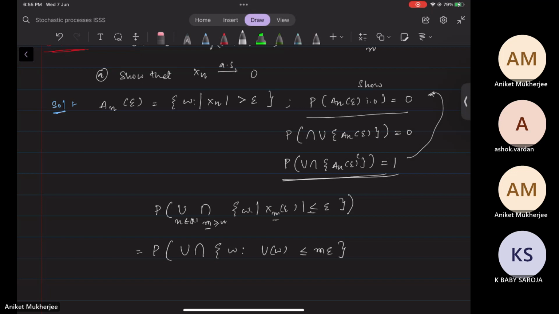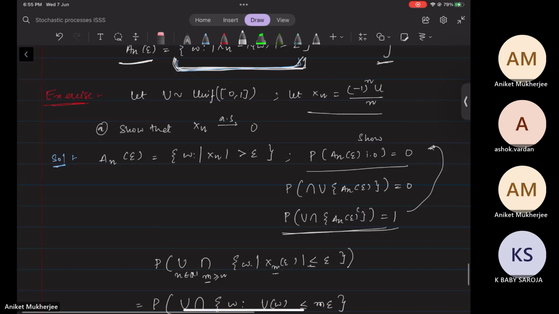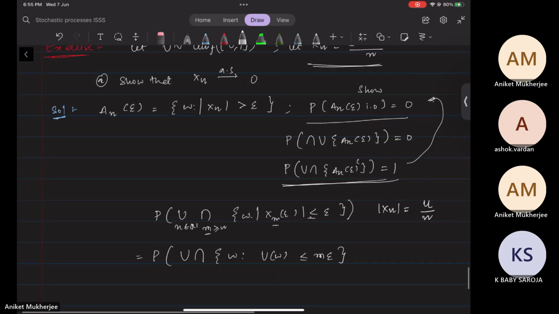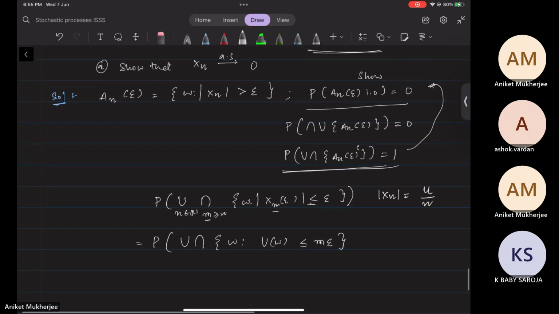Is this clear? What I did here was I replaced X_n equal to (-1)^n U by n. So mod X_n is equal to U by n, mod X_m is equal to U by m. So here I have X_m, so the m goes that side. It's less than or equal to n, which is equal to the probability of the union of omega such that U of omega is less than or equal to n epsilon.